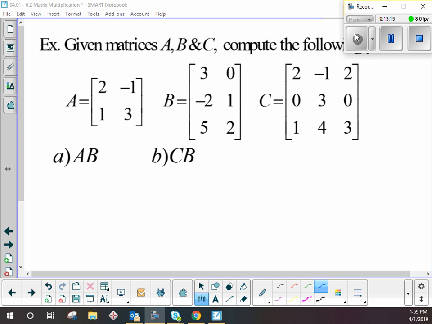So A, the dimensions are 2 by 2, just like Noah. And B's dimensions are 3 by 2. Do those match? Okay, so this is an NA for not applicable. The columns of the first have to equal the rows of the second. The dimensions of C is 3 by 3.